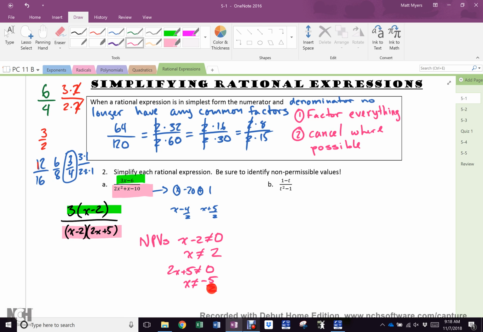Now, what's the last thing we have to do? We factored, we did non-permissible values. Now, how do I simplify? The same one. x minus 1, x minus 2. Cancel where you can. Is there any canceling to be done? Yes. Where? x minus 2 and x minus 2. Just like up here, 3 times 2, 2 times 2, I can cancel the 2's because I'm multiplying. Gone, gone. What is my final answer? 3 over 2x plus 5. Done. Is everybody good?